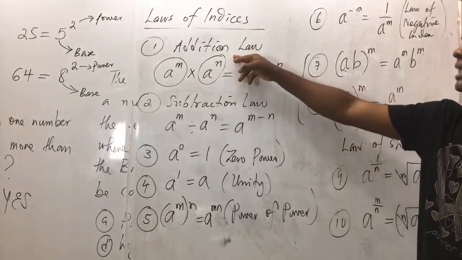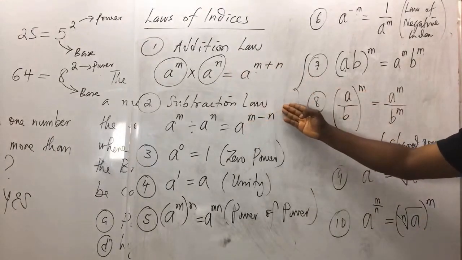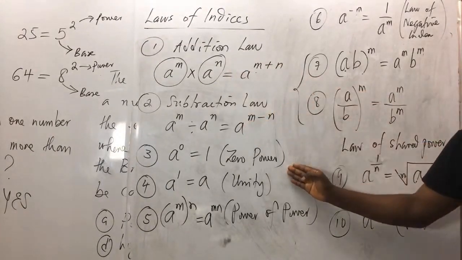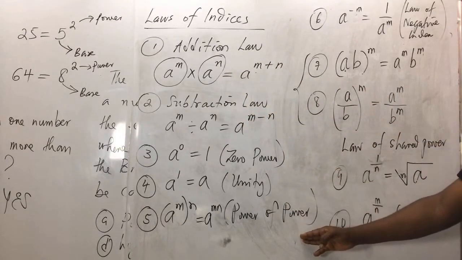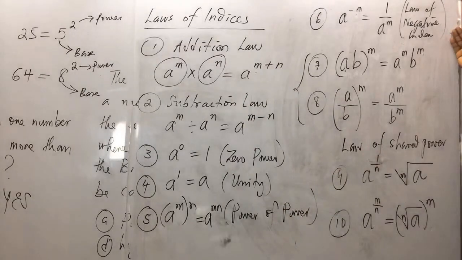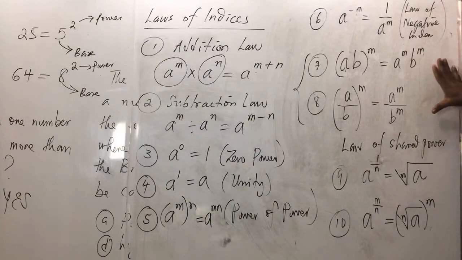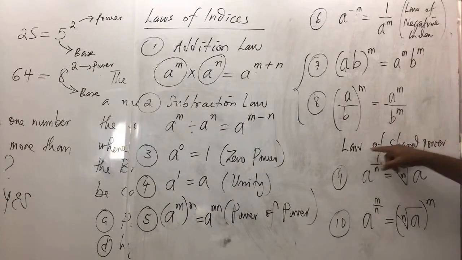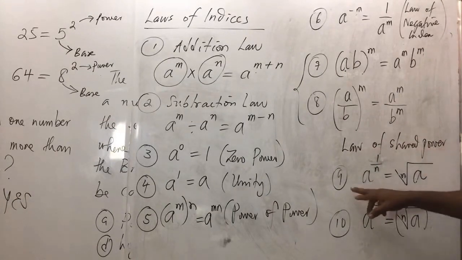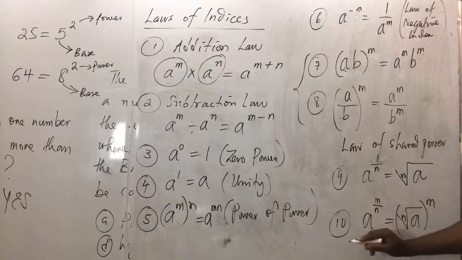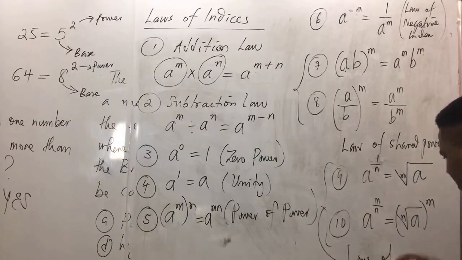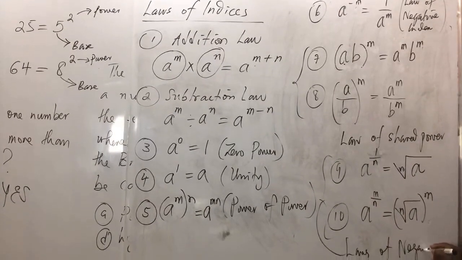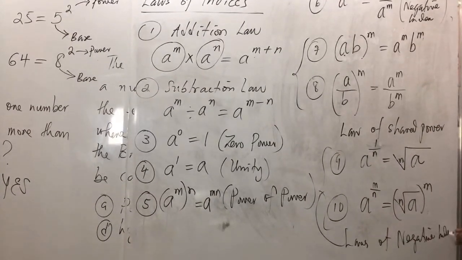Law number 1 is the addition law. Law number 2 is the subtraction law. Law number 3 is the zero power law. Law number 4 is the unity law. Law number 5 is the power of power law. Law number 6 is the law of negative index. Law number 7 and law number 8 both are called the law of shared power. Law number 9 and law number 10 are both called the laws of negative index.